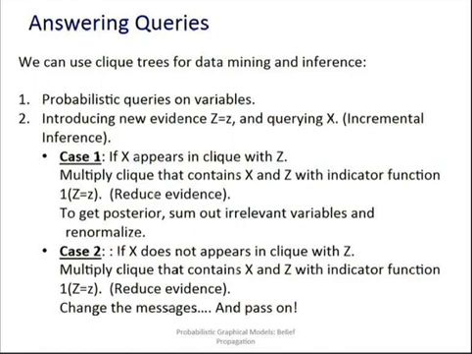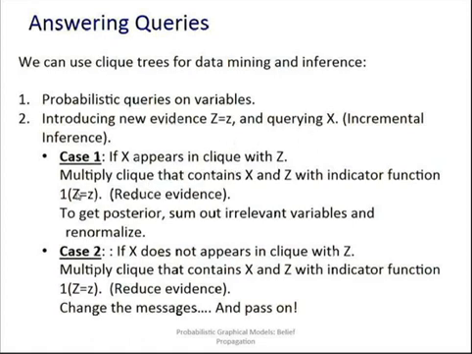The next thing is to think about if you introduce new evidence. So here, Z is equal to little z, as some state. It could be a state or it could be a continuous variable, depending on what type of data you have. And you want to query X.